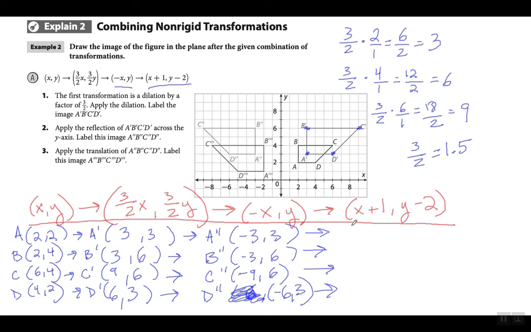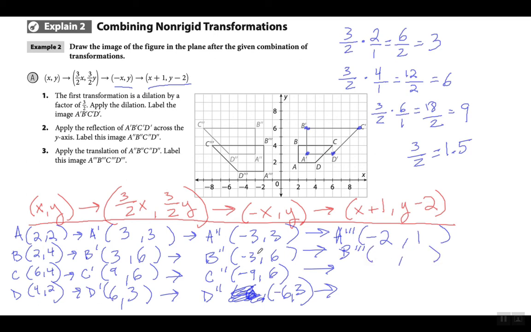Anyway, so let me do this last transformation. So for A triple prime, it gets difficult to write when I'm at the bottom here. A triple prime, I got to add 1 to all the x coordinates. So -3 plus 1 is -2. And I got to subtract 2 from all the y coordinates. 3 minus 2 is 1. And again, by writing the rule up here, I could just look and do it easily and catch any mistakes easily as well.